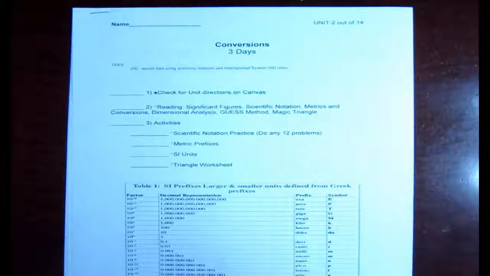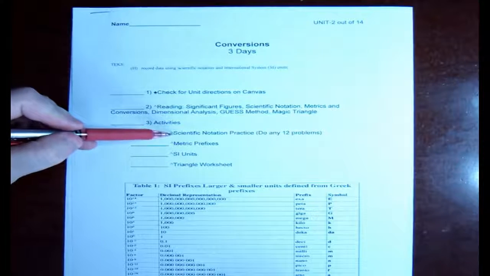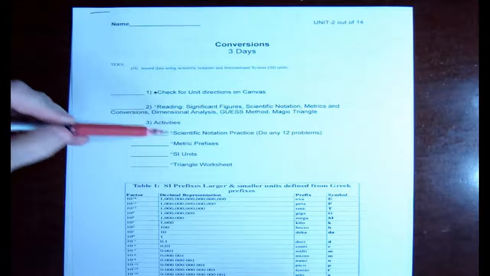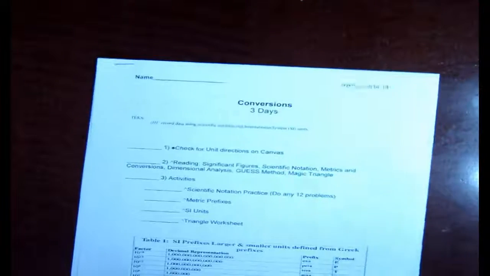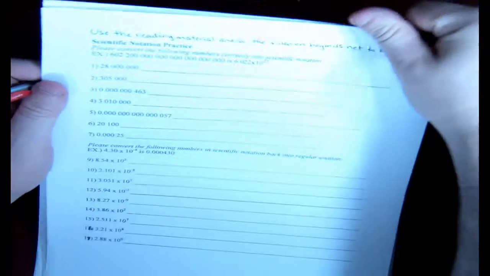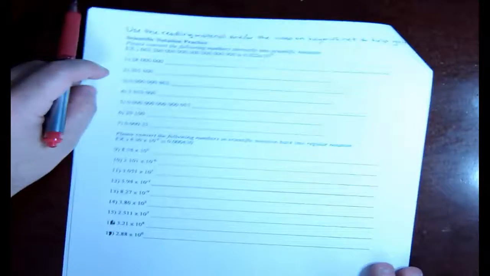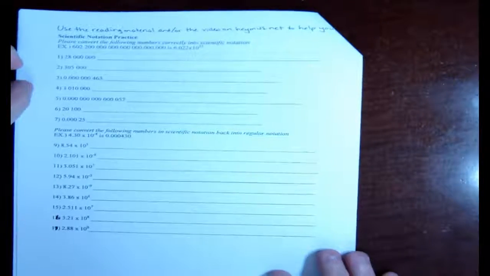All right, let's go over scientific notation, this first activity right here. It says do any 12 problems. So there you go. If we turn the page, and here we go. Scientific notation practice. Most people can get it pretty easily, pretty quickly. Sometimes people have a little bit of trouble at the beginning, but rest assured, it is not very difficult.